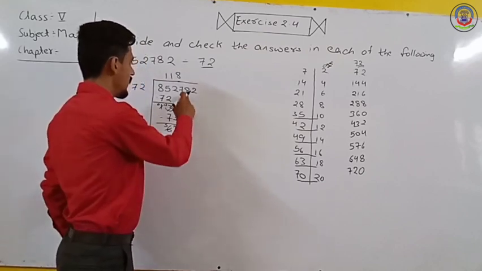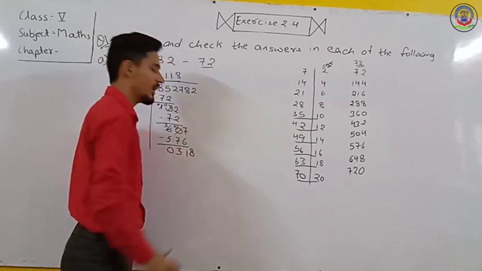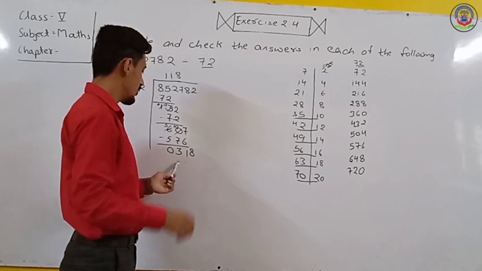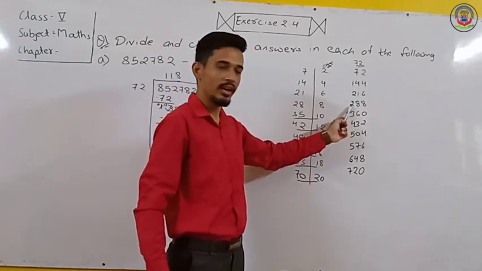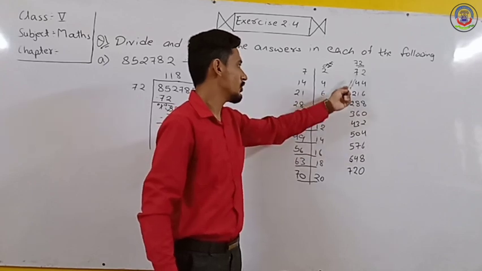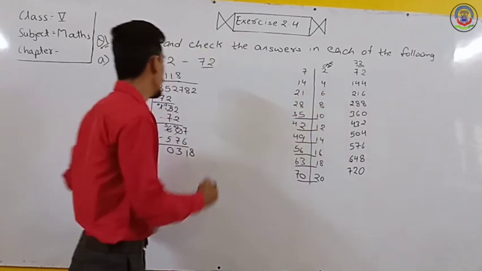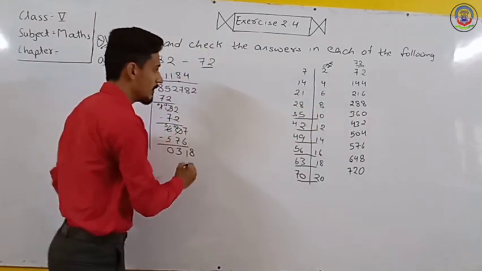Next we have 8. So we write down 8. Now check 318. So 288 is smaller than 318. 1, 2, 3 and 4. This is in 4 times. What do we have?